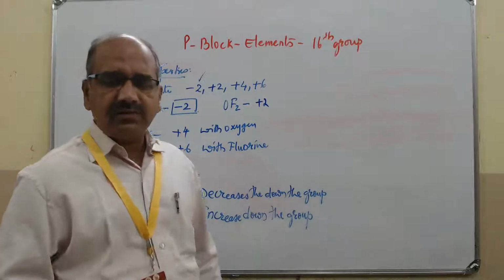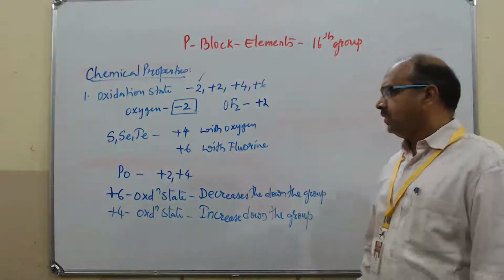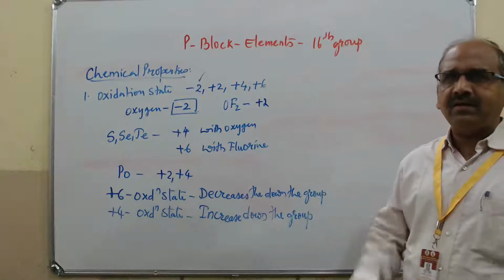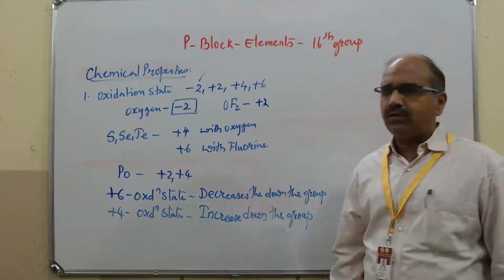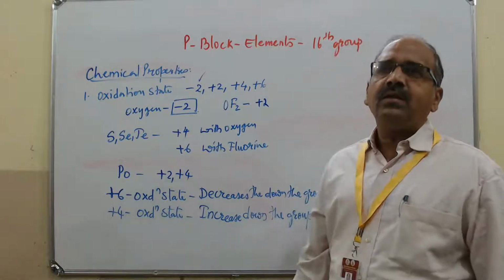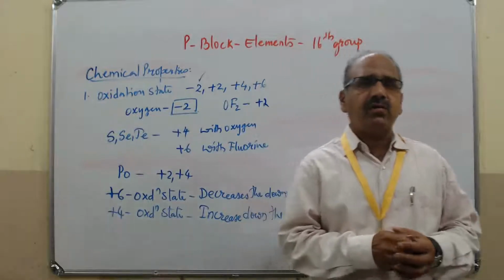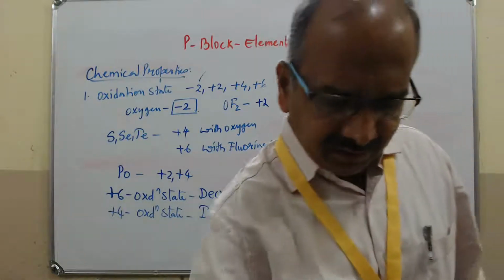It is because of the inert pair effect. We have learned this earlier also. As you come down the group, only 4 electrons participate more strongly. The other 2 electrons do not participate. That is what the inert pair effect is.